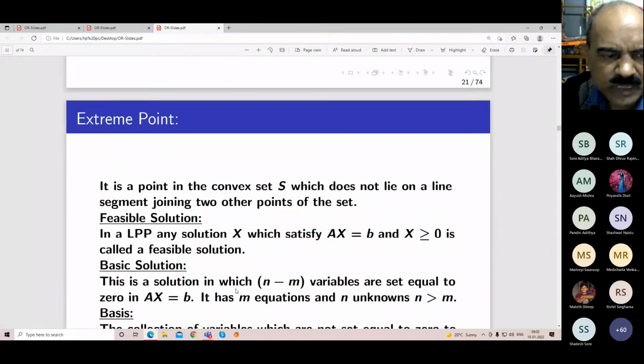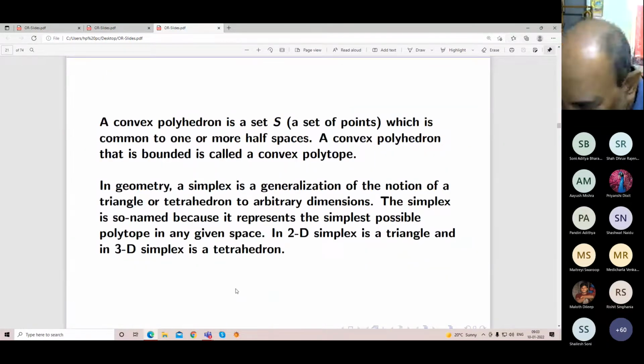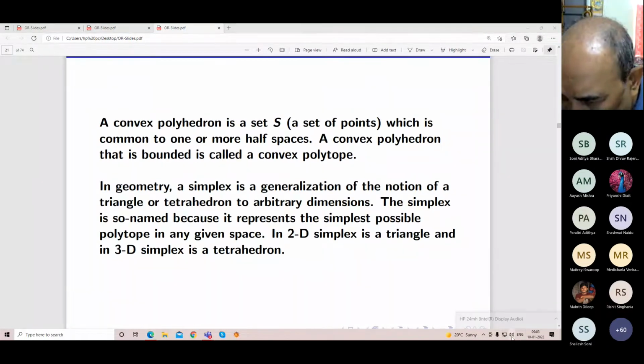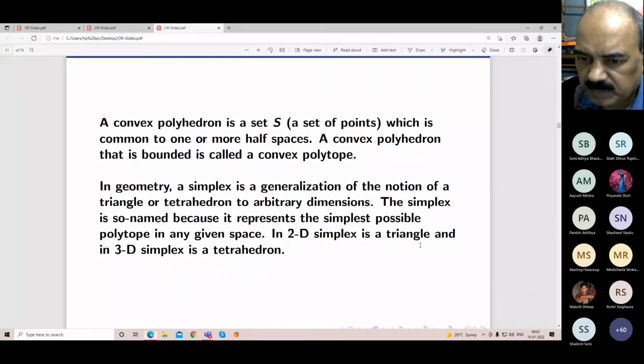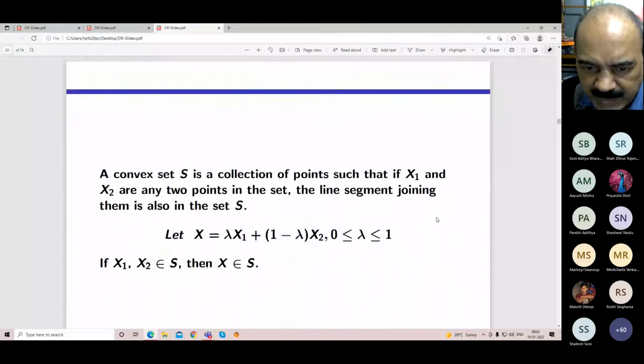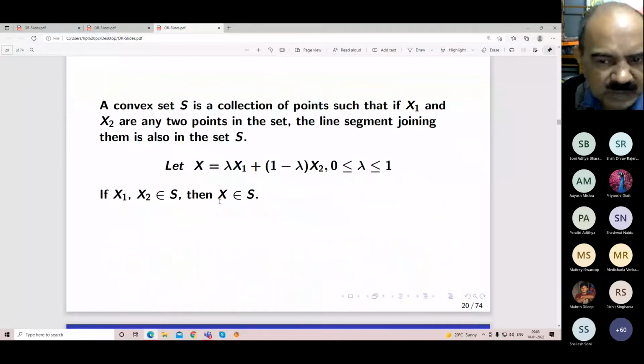Sir, why was lambda restricted to 0 to 1 in that case? Please repeat. Why was lambda restricted to 0 to 1? You are right, why you are asking. Why is it restricted? There are two different points.